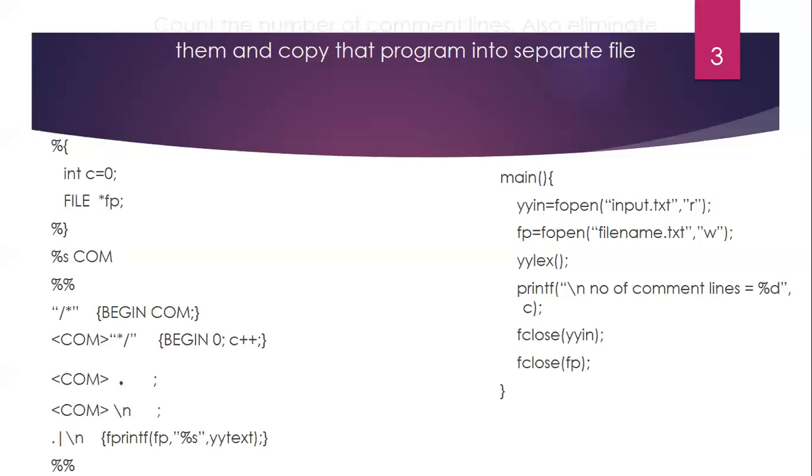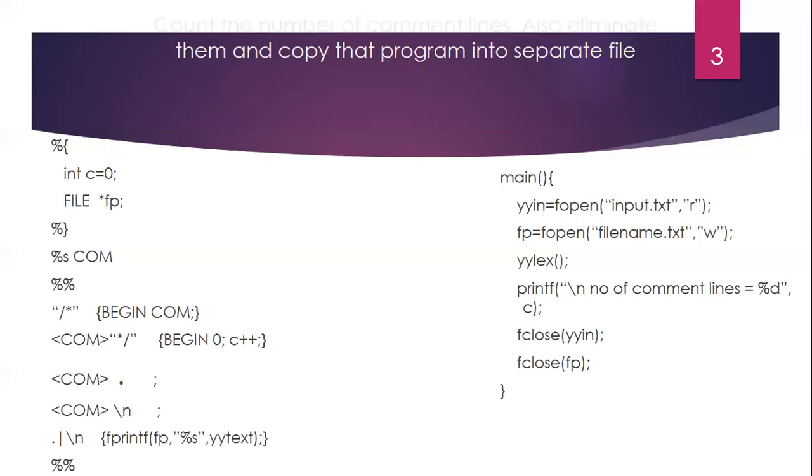Then in the comment state, if you want to recognize any other character, you have to make use of COM within the angle brackets. And in that state, if you give dot, it will recognize any single character, whichever single character within the comment line, it will recognize. And semicolon here we give, that don't do anything whenever we recognize it.